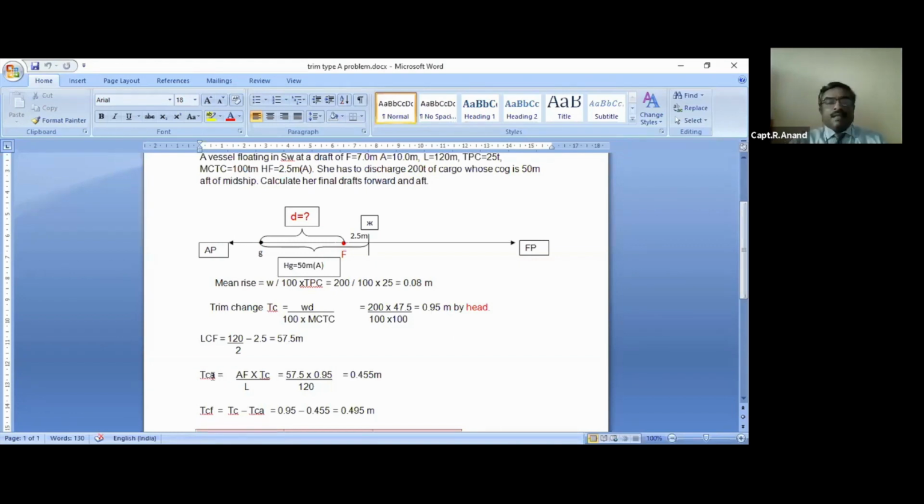So now remember, I told you the formula for trim change aft, which is nothing but trim into LCF by LBP. Now, how to get LCF here?